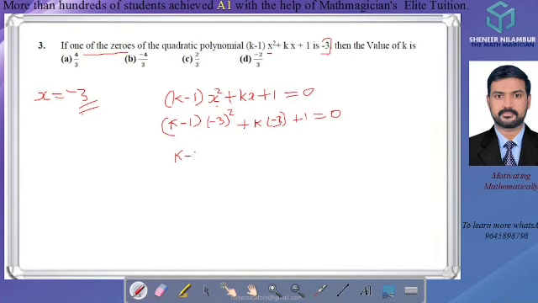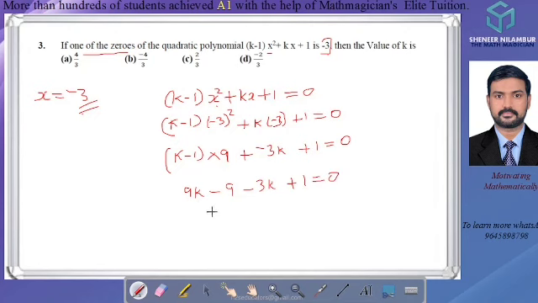Here it is (k minus 1) into (minus 3) square. Minus 3 square means minus 3 into minus 3. Minus into minus is plus, 3 into 3, 9. Plus k into minus 3 is minus 3k, plus 1 is equal to 0. Now 9 into (k minus 1) we can write as 9k minus 9, and minus 3k plus 1 is equal to 0.